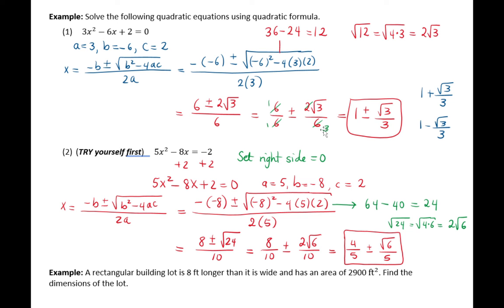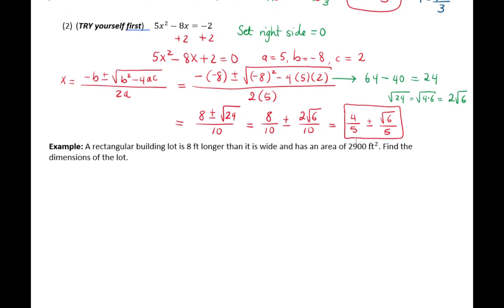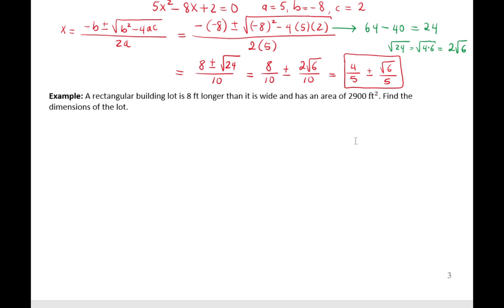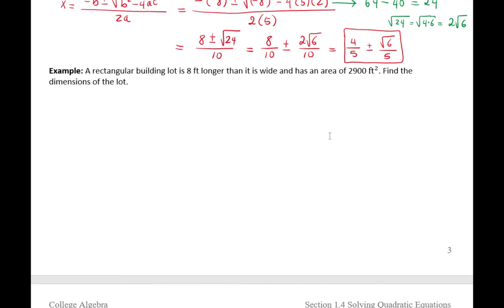So these are the problems about quadratic equations. Now I have 2 application problems for this section. The first example is: you have a rectangular building lot. It's 8 feet longer than it is wide and has an area of 2,900 feet squared. Find the dimensions.